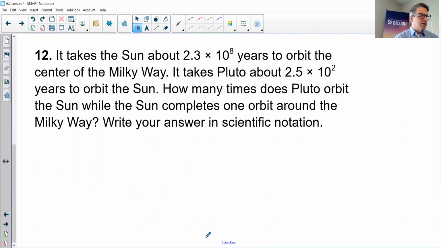So we're going to end up taking 2.3 times 10 to the 8th years. It takes the sun about that long to orbit the center of the Milky Way. It takes Pluto about 2.5 times 10 to the 2nd years to orbit the sun. And as you look at that example, figuring that one out, it's 9.2 times 10 to the 5, getting close to the end of my time. 9.2 times 10 to the 5 times.